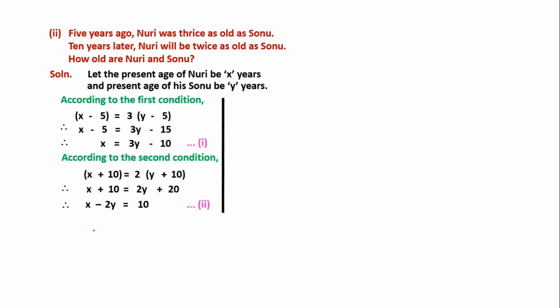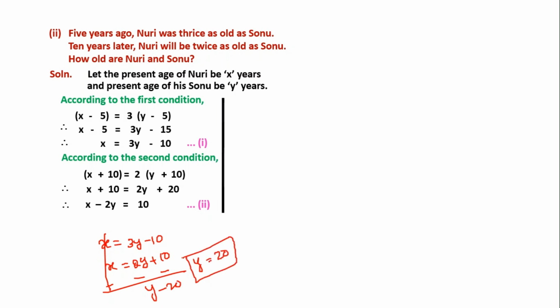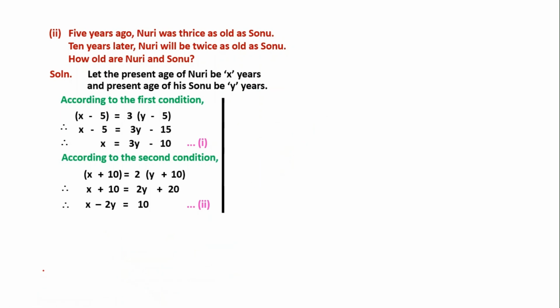Now simplify this again. x is equal to 3y minus 10 is the first one, and the second one is x is equal to 2y plus 10. Subtract it, minus minus gets cancelled. 3y minus 2y is y, minus 10 minus 10 is minus 20. So y is equal to 20. Now substitute in equation 1 or 2. Let me substitute into 1. So x is equal to 3 times 20 minus 10, that is 60 minus 10, which is 50. So x is 50. x is the age of Nuri and y is the age of Sonu. So the answers are 50 and 20.